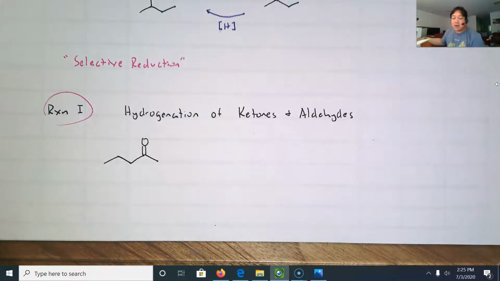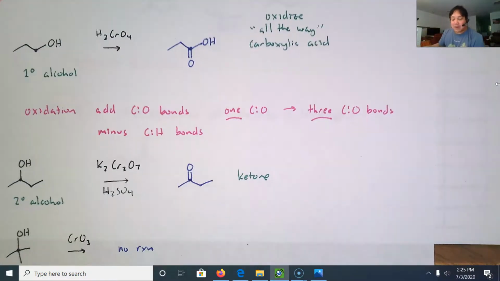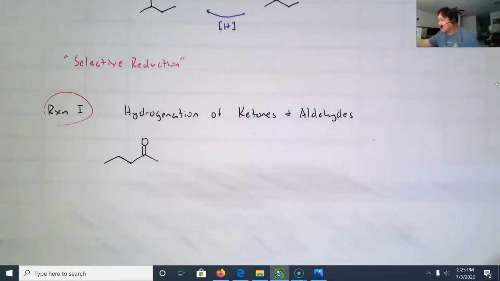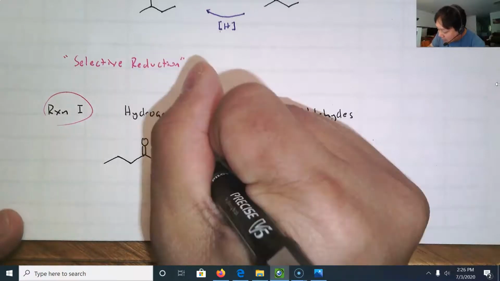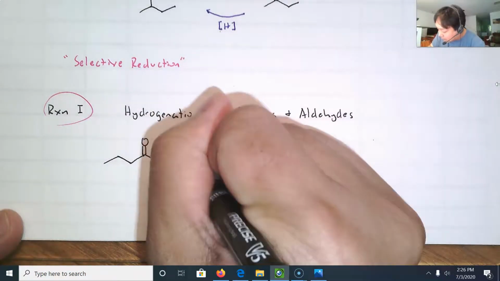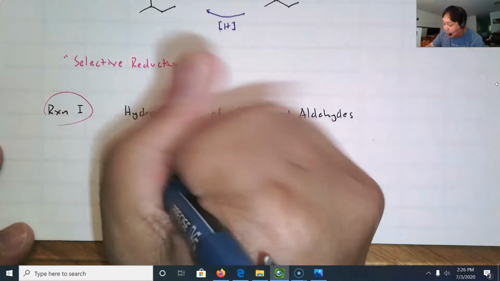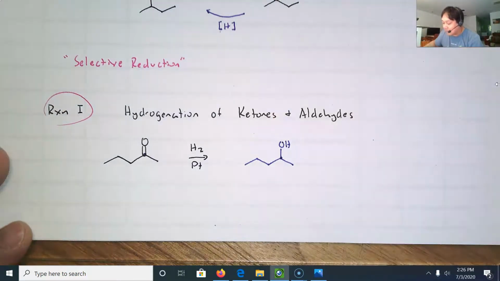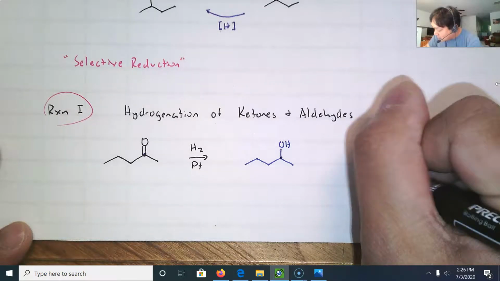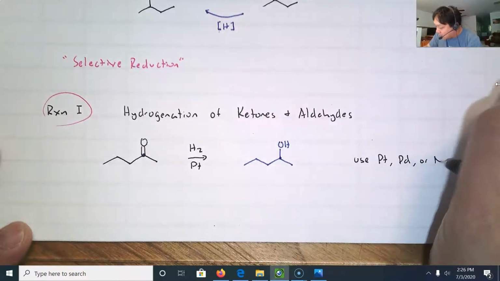Because we're not going to reduce carboxylic acids. That's a different unit. Okay? That's a little bit harder to reduce. We're going to reduce aldehydes and ketones, or ketones and aldehydes. Hydrogenation is H2, Pt. And what are we going to do? We're going to go back to the alcohol, OH. Okay. Ketone to alcohol. Can also use not only platinum, but you could also use palladium or nickel.